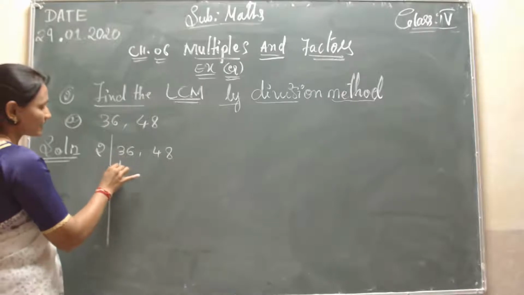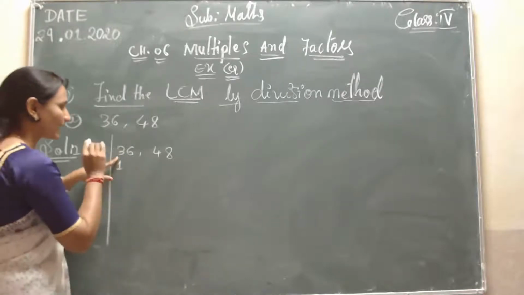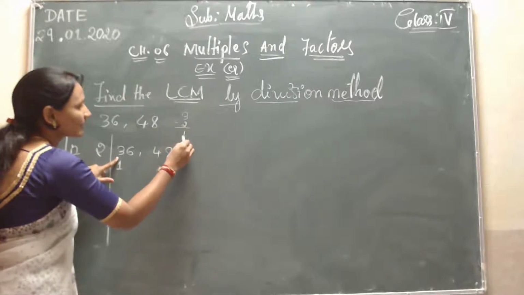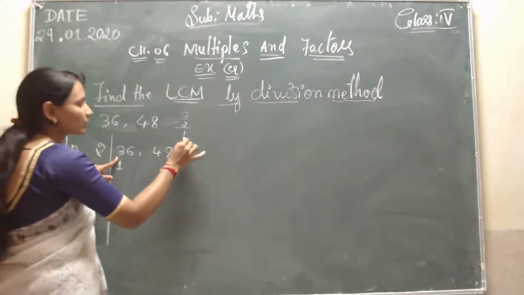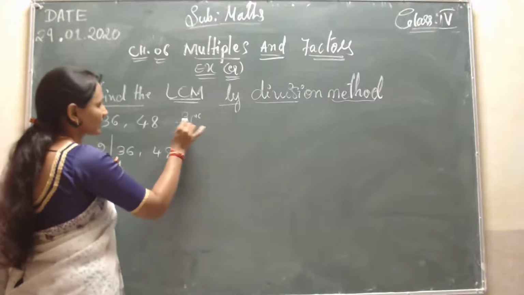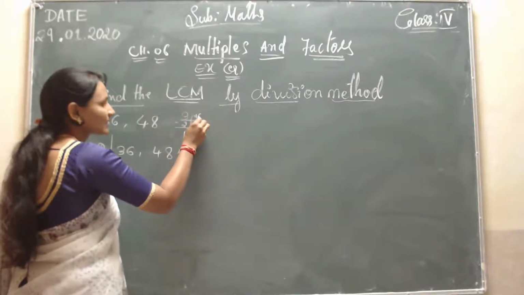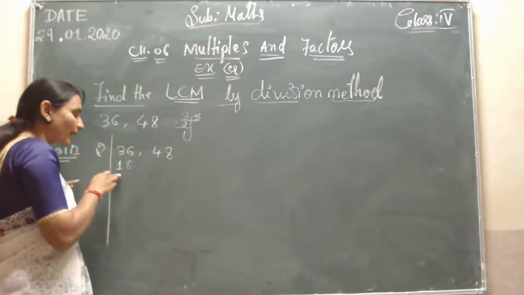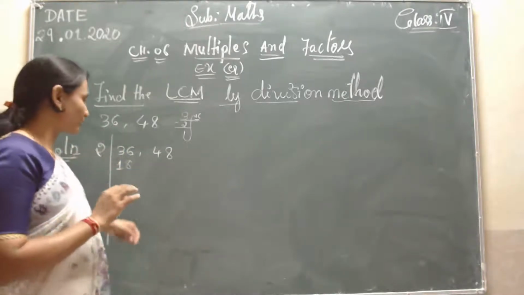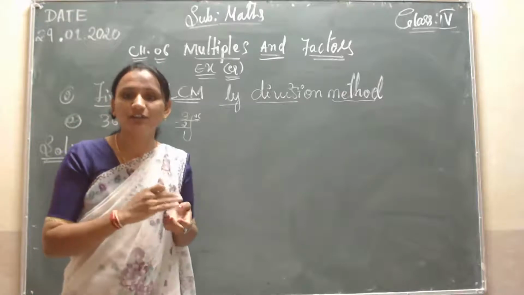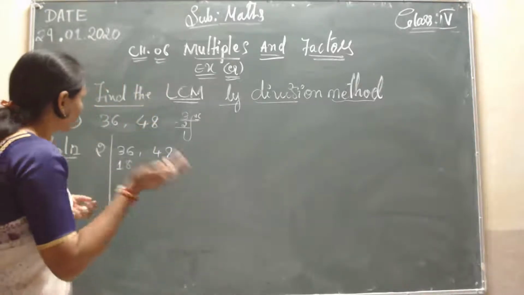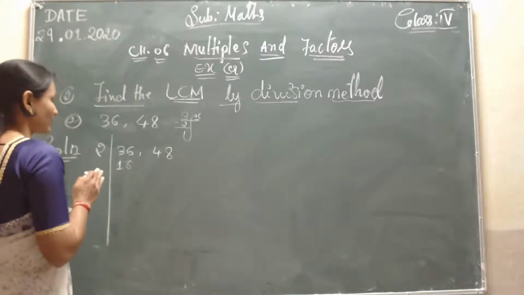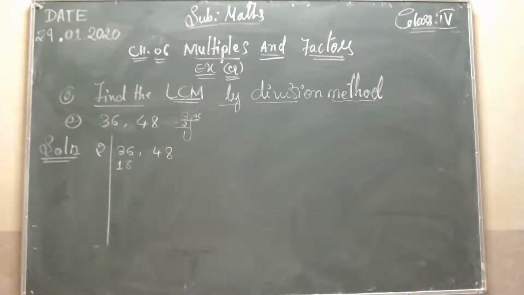2 ones are 2, so we write the one. How to write for 36? 2 18s are 36. Then for 48, 2 24s are 48. First you divide in the table, and the next step, students, is to keep dividing the numbers that are divisible.